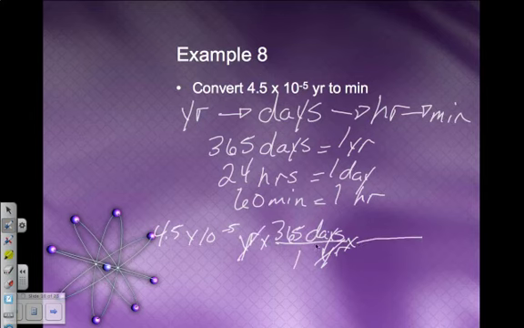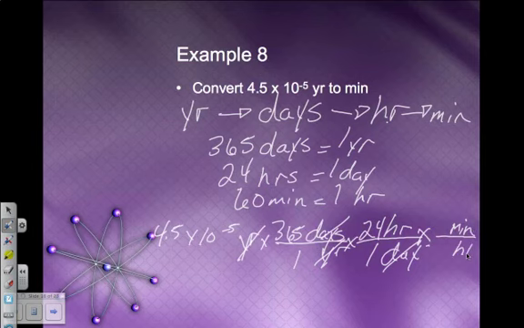Okay, so now days are on the top. So I need to put days on the bottom so I can cancel that out. And I'm going to hours next, so hours will go on the top. So there are 24 hours in 1 day. And now I'm in hours. I want to go to minutes, so minutes will go on the top. Hours needs to go on the bottom so I can cancel it out. There are 60 minutes in 1 hour. Cancel that out. Now I can do the math.